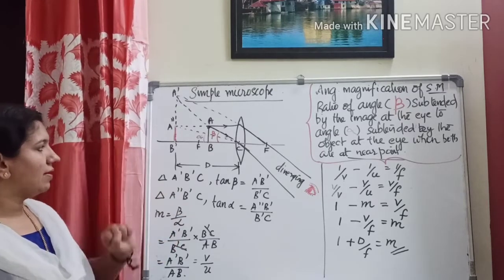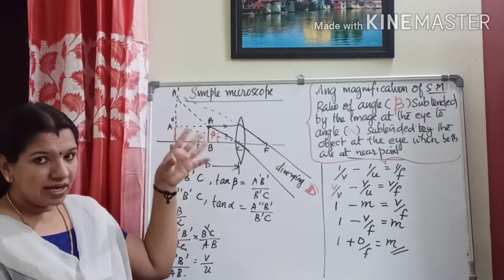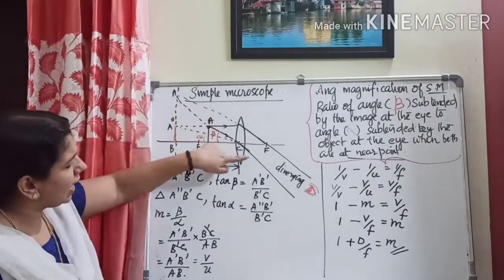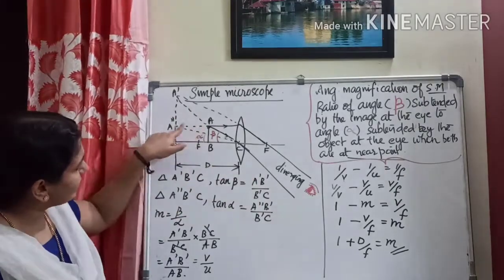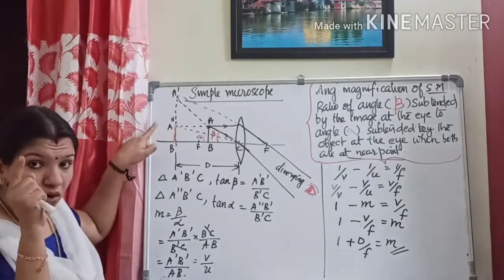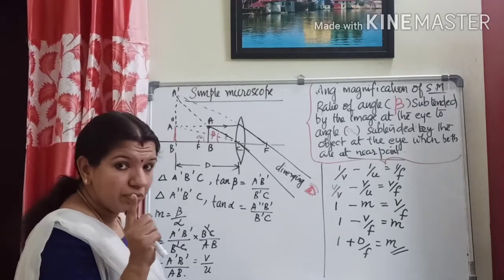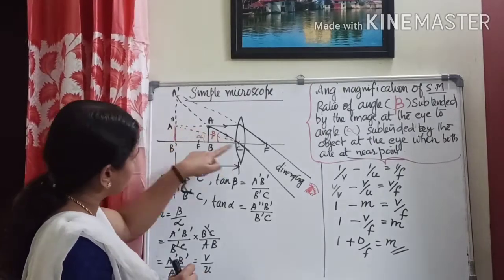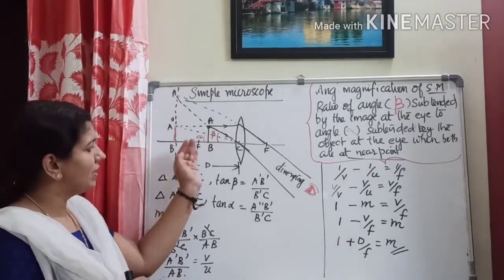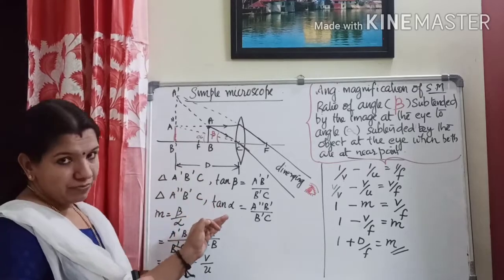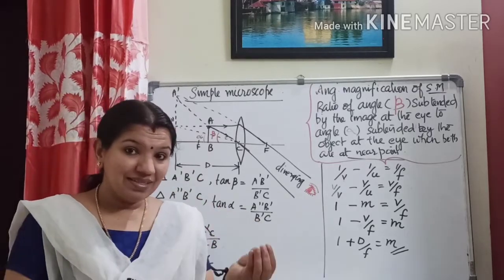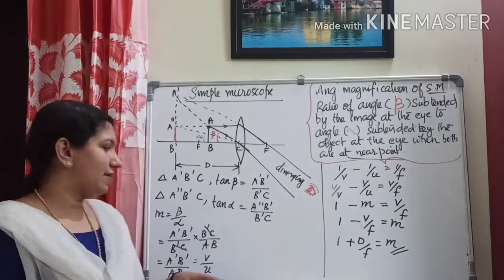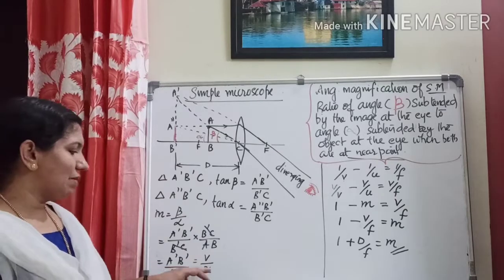For getting beta by alpha, first we are labeling the angles. This is the image. The image makes an angle beta with the eye. Okay. Then extend these lines so that the object is also at the near point. Then only you have to mark the angle. So the object is here. Then the angle made by the object with the eye is given as alpha. So beta by alpha: tan beta, tan alpha you are taking. The angles are very small, so tan beta equals beta and tan alpha equals alpha. And then on simplification, you will get M is equal to V by U.